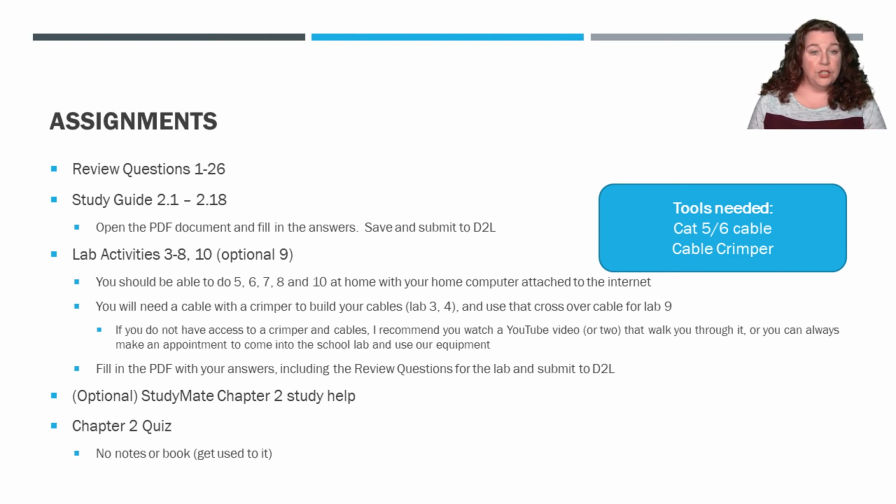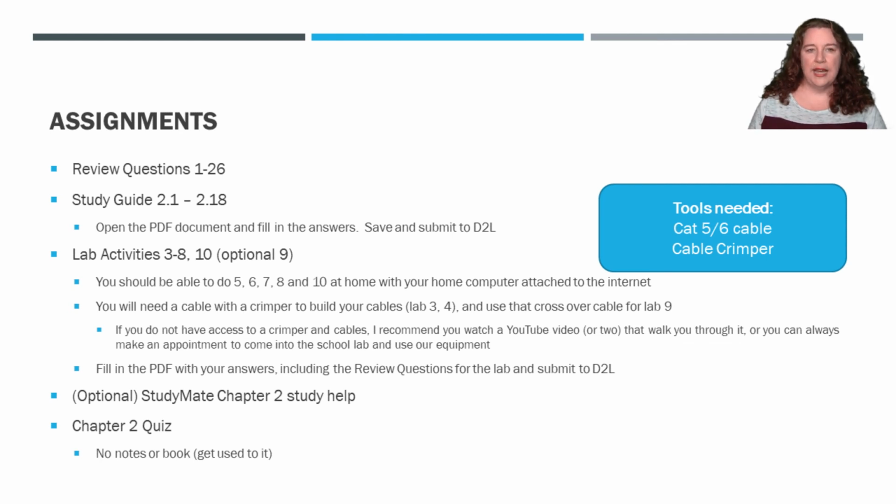Okay, so the assignments that I recommend for this chapter. We're going to do the review questions, obviously 1 through 26. In the study guide, there's a PDF document, obviously, and there's 18 different sections. Some of them are just repeating the charts and the graphs from the book so that you get a view of what those maximum lengths are, what the different data rates are, how you can have different types of wiring. Make sure that you really understand those.